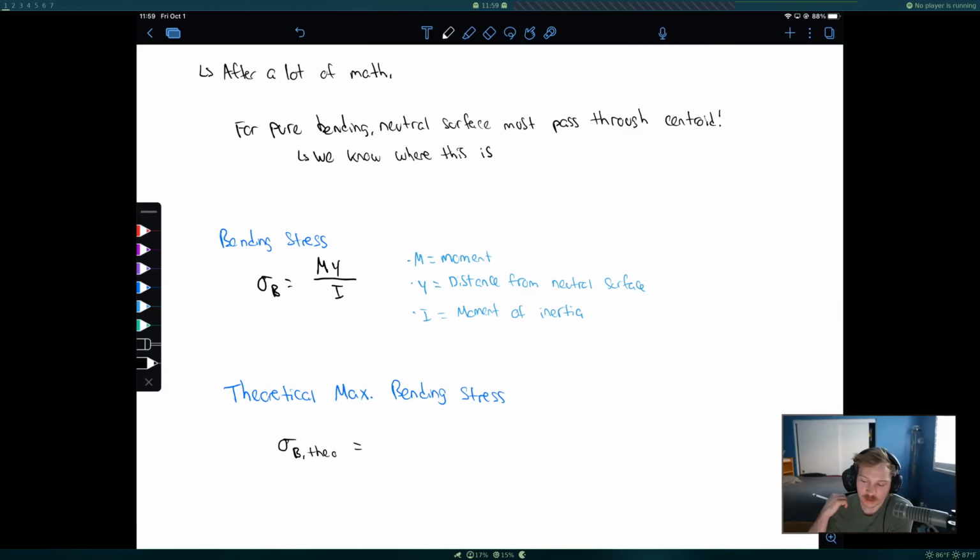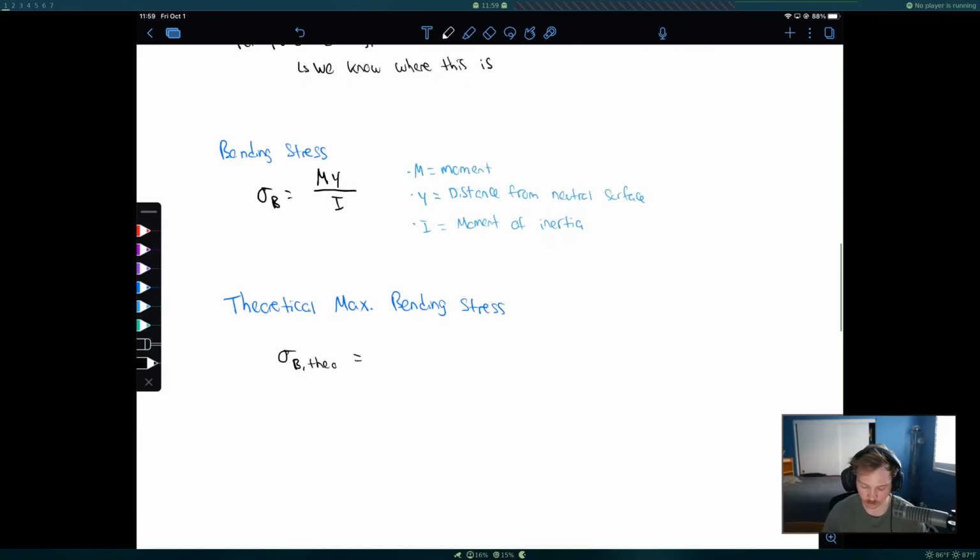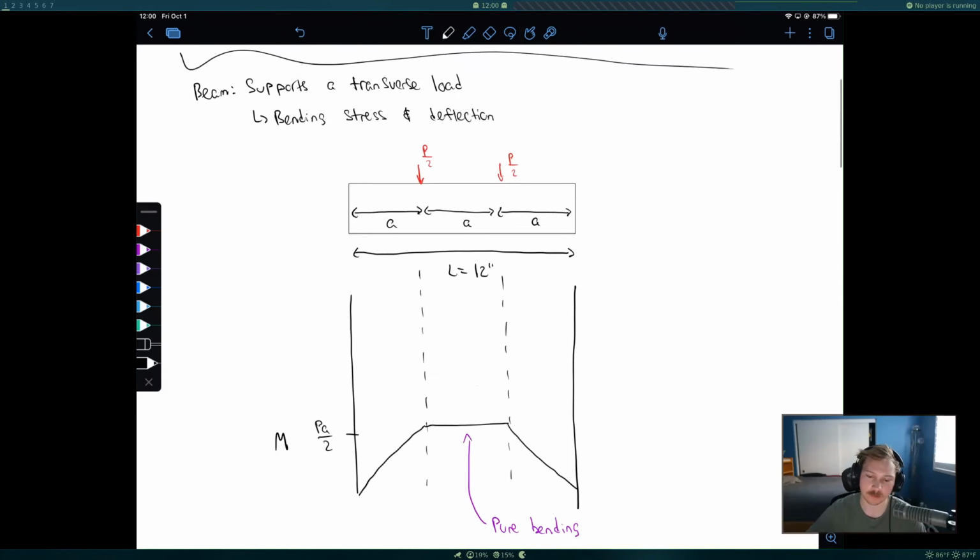Okay, so one of the things that we have to do is obviously calculate what the theoretical max bending stress is. So we have sigma b theo for theoretical. That's equal to, again, the moment times the distance from the neutral surface divided by I, the moment of inertia. So the moment is P divided by 2 multiplied by A, where A is 4 inches. Okay, we're looking at that middle section there.